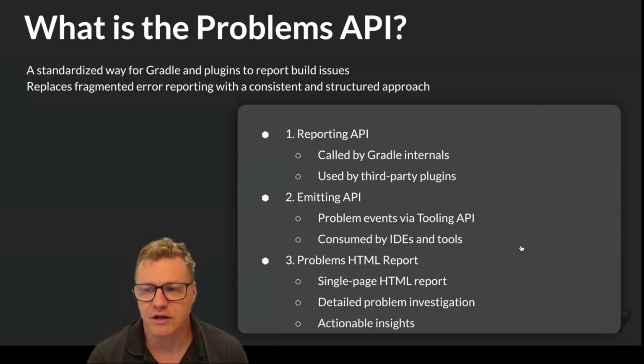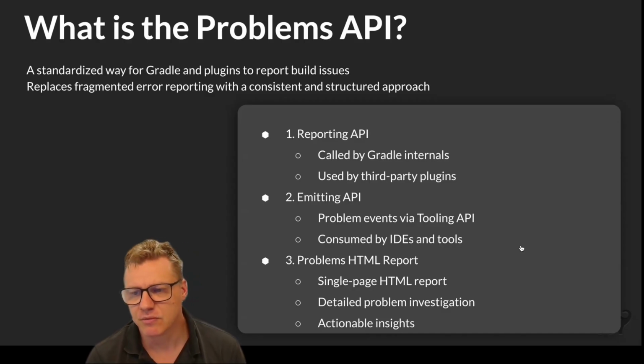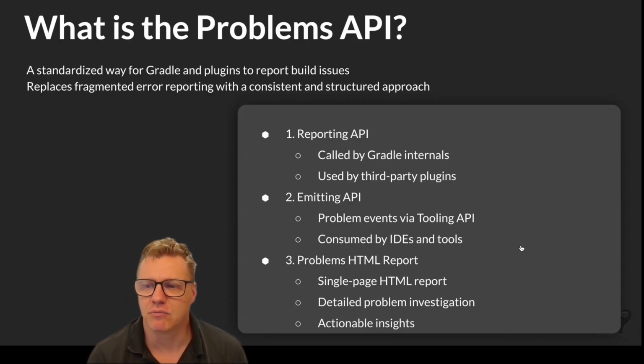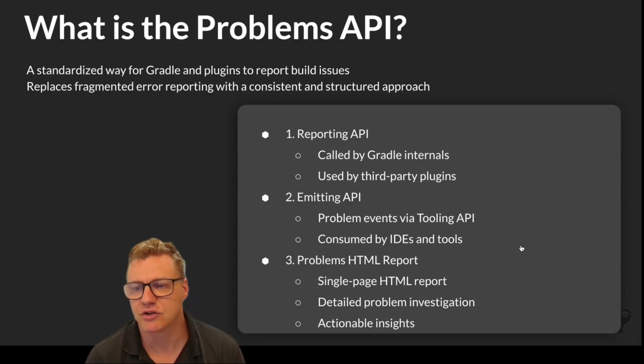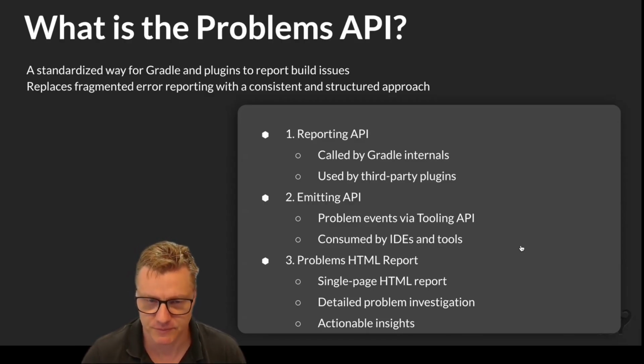There are three main areas of the Problems API. The reporting API, this is the part that is called by Gradle internals as well as third-party plugins to report issues. The emitting API, these are problem events that can be consumed via the tooling API. The Problems HTML report is a single-page HTML report that helps you dig into some details of the reported problems.